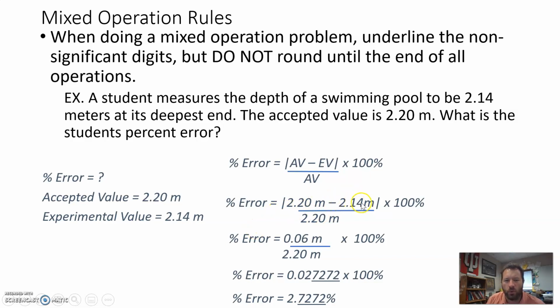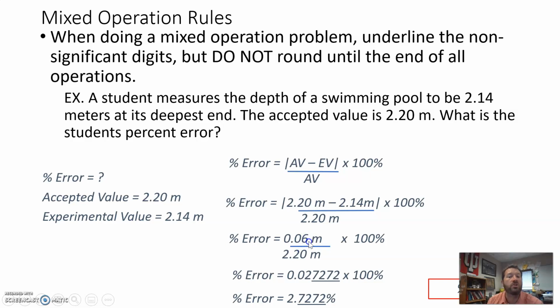2.20 minus 2.14 yields 0.06. Guess how many significant digits? Did I do anything wrong there? No, absolutely not. My last significant digit is a 0. My last significant digit is a 4. They're both in the hundredths place. So when I did the subtraction, I ended up with my last significant digit in the hundredths place.